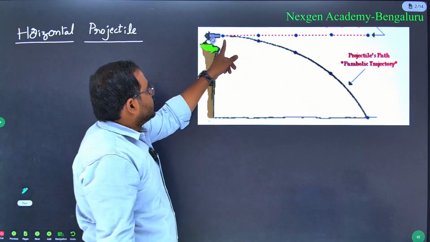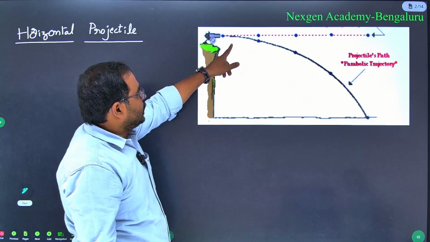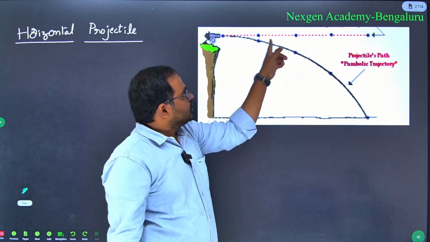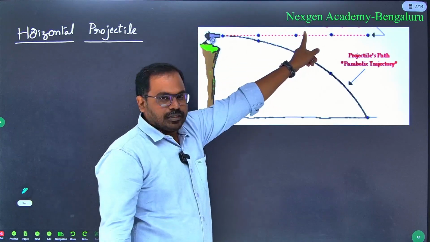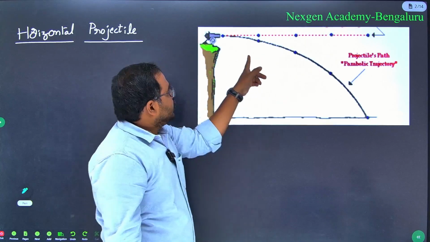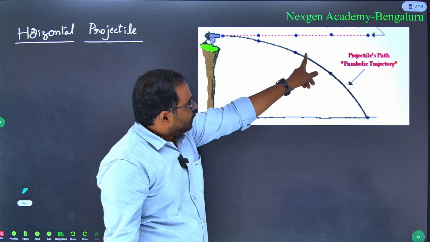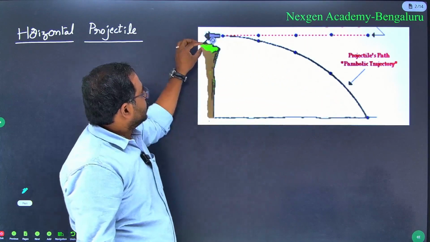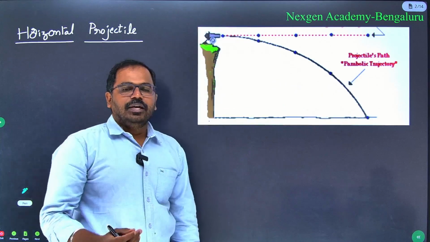Here, the body is projected horizontally with certain velocity in this way. This is the direction of projection. But the body is traveling along this path. It follows a parabolic path because it is projected from certain height. So why is it happening?